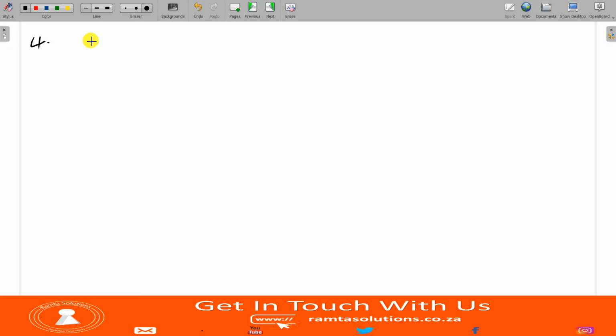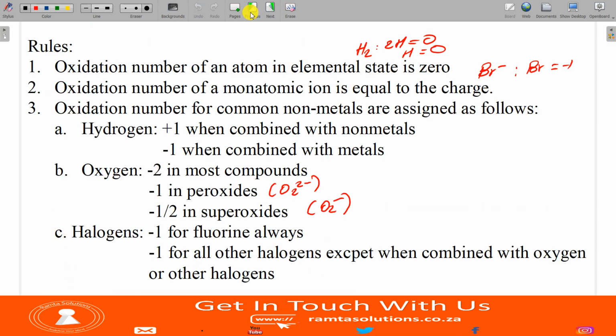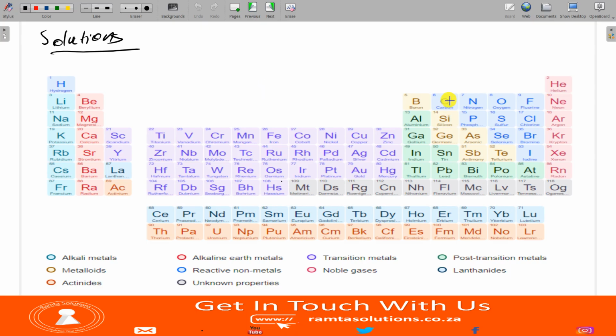We are looking at hydrogen peroxide. Now with this one, I didn't underline any. Let's check the rules of hydrogen. The rule for hydrogen is +1 when combined with non-metals, and oxygen is a non-metal. They are non-metals, aren't they? Or do you want us to call them transition metals? They are not. Perfect. They are non-metals.